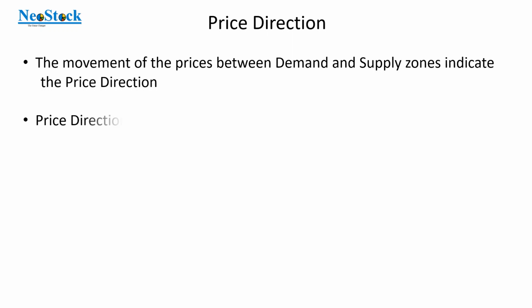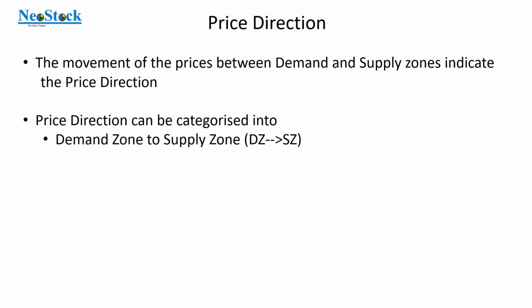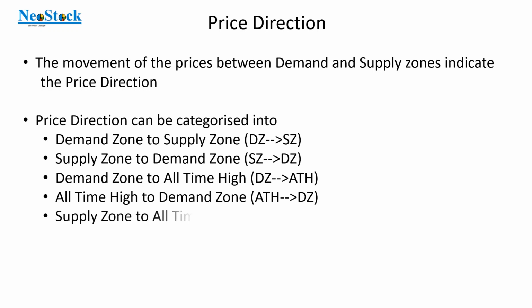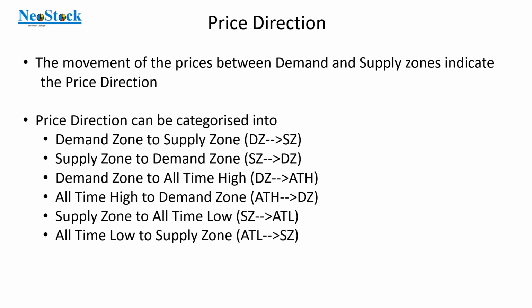I have categorized the price direction into 6 types. The first one is demand zone to supply zone, that is DZ to SZ. The second one is supply zone to the demand zone, that is SZ to DZ. The third one is demand zone to all-time high, that is DZ to ATH. And all-time high to demand zone, that is ATH to DZ in short. Similarly, supply zone to all-time low, that is SZ to ATL. And all-time low to supply zone, that is ATL to SZ.